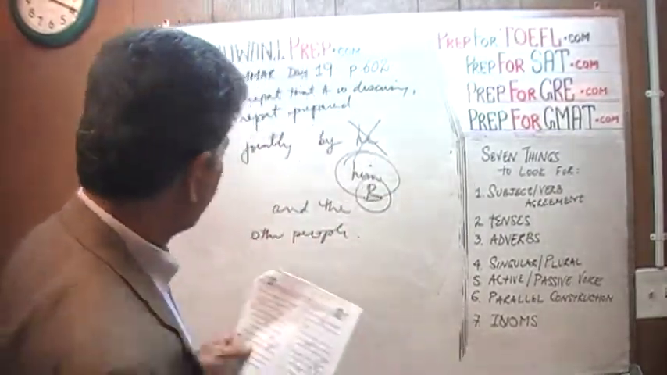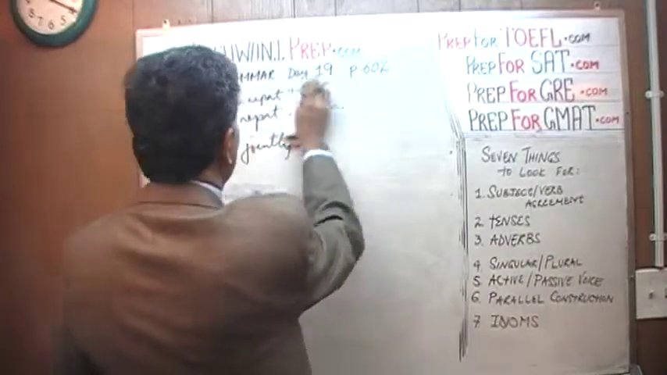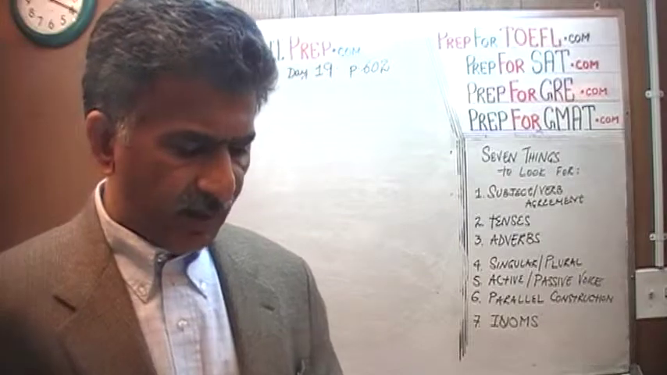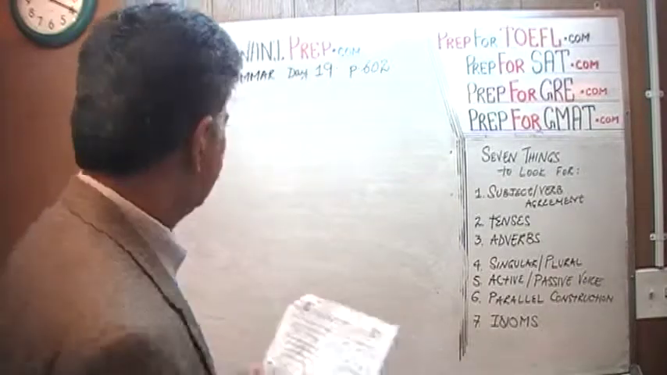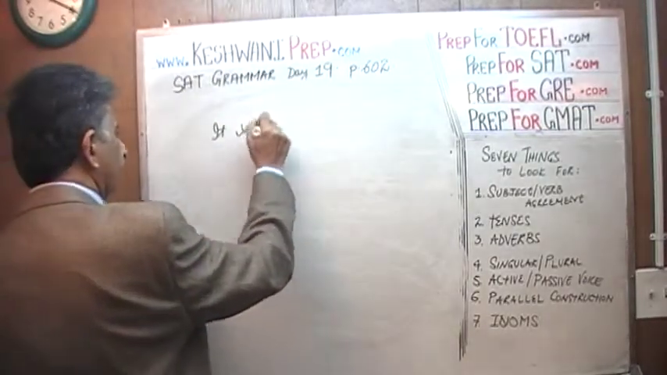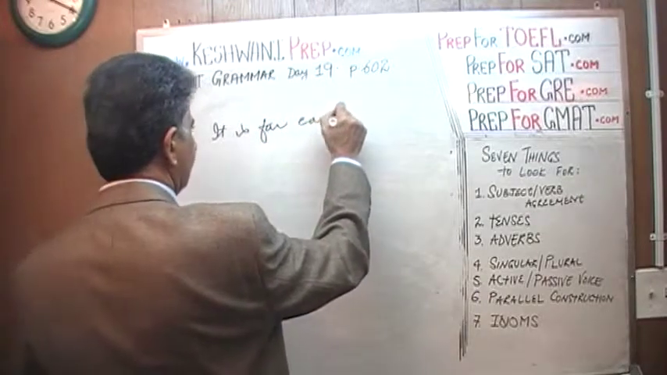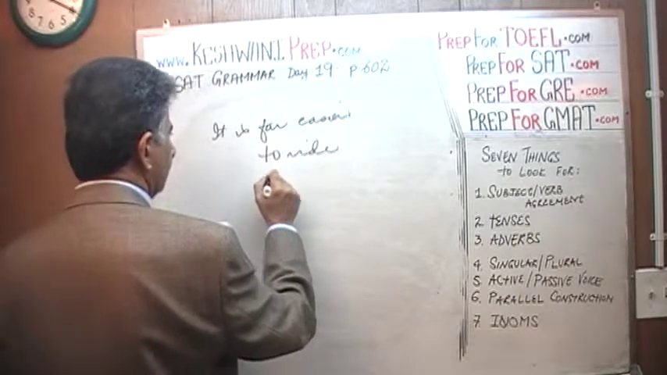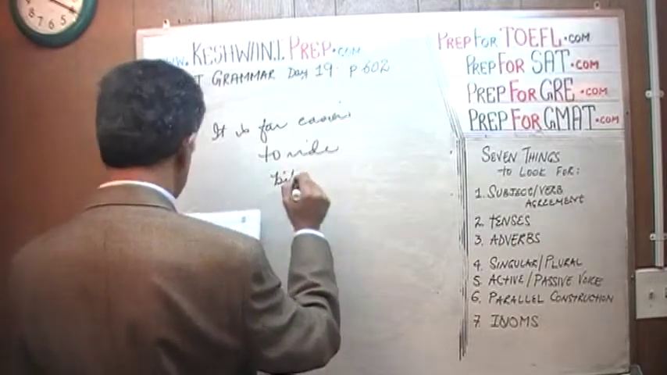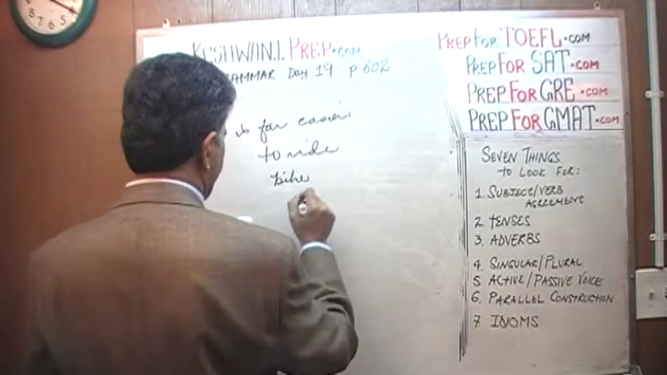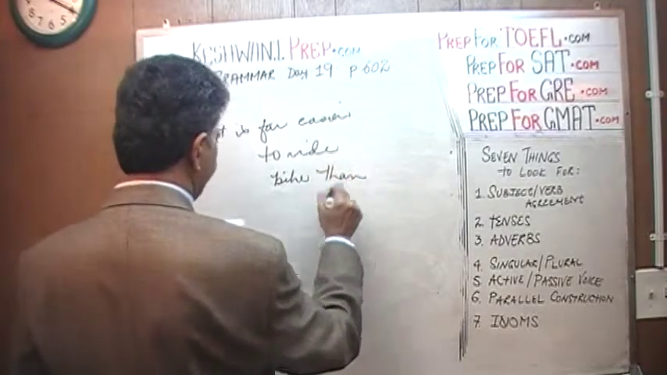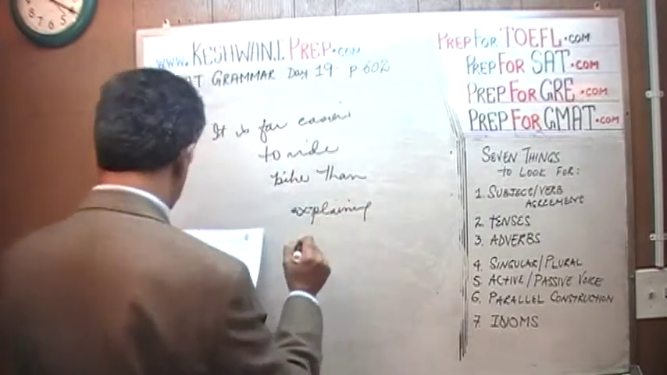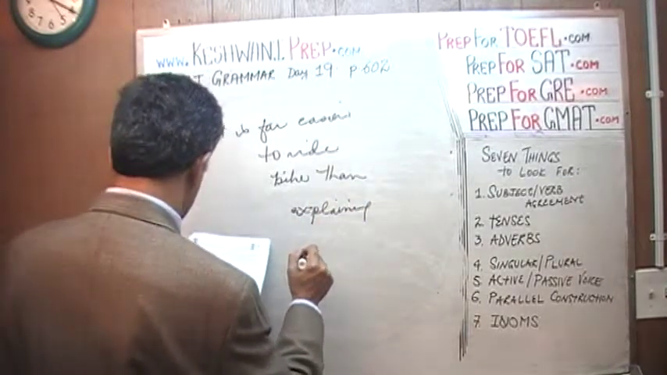Let's move on. Number 22. It is far easier to ride bicycle than explaining.